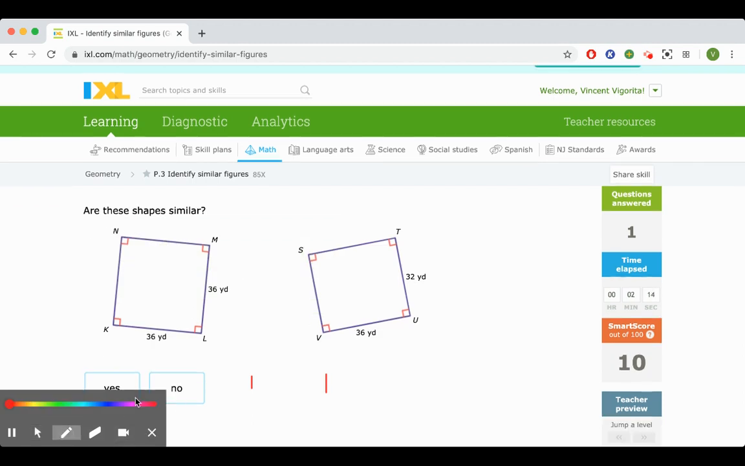Okay, now this one, you have two rectangles because they both have 4 right angles. So all the angles, corresponding angles, are congruent. Now I have to check out the sides. I have 36 and 36. So it turns out this rectangle is also a square. And you probably noticed that already just by looking at it.